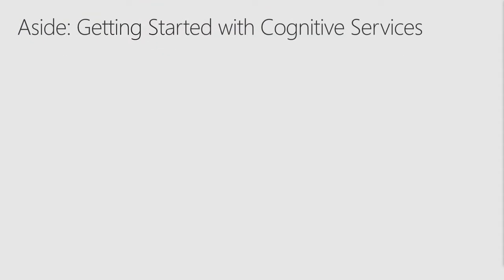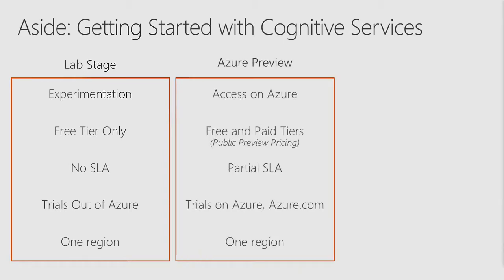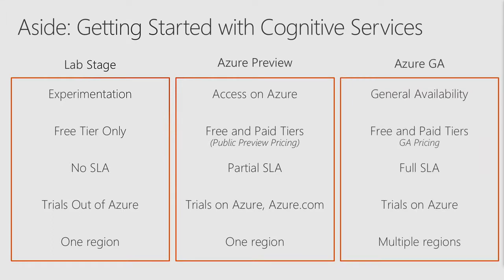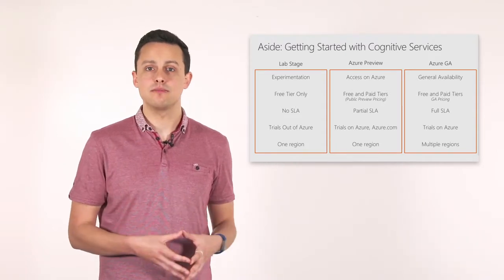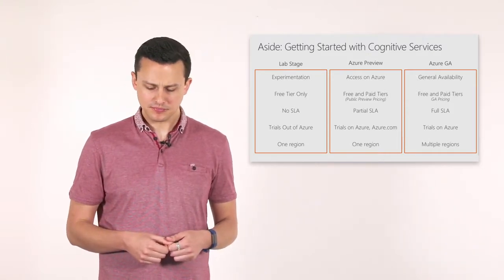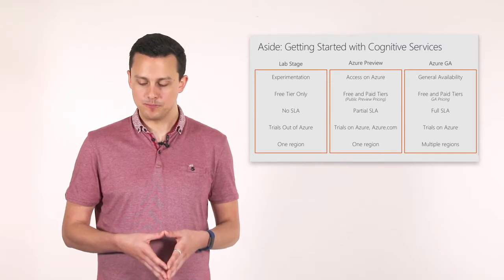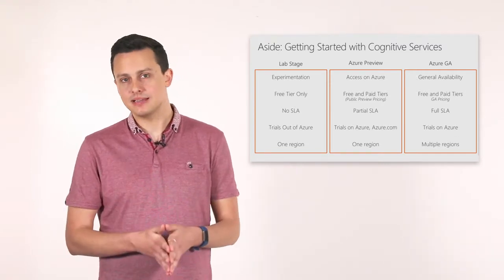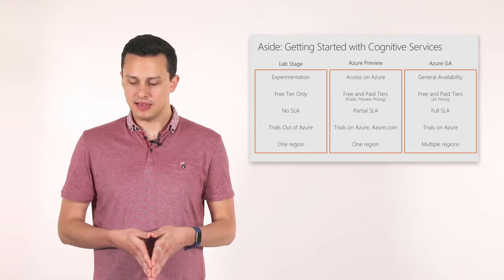Before we jump into the demo, let's take a look at how to get started with the cognitive services. The first thing to recognize is that cognitive services have a defined life cycle. They start in the lab stage, then they go into a preview that's available through Azure, and then finally they become generally available. In the lab stage, they're typically only available through a dedicated portal that the team themselves maintain. It's only available typically in one region, and there's no SLA or requirement to pay. Then the service will move into an Azure-based preview. There'll be paid tiers available, there may be an SLA, but it's probably going to remain as a single region service only. And then finally, they move into GA.